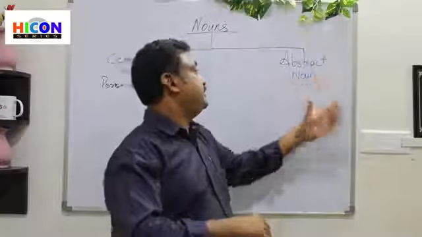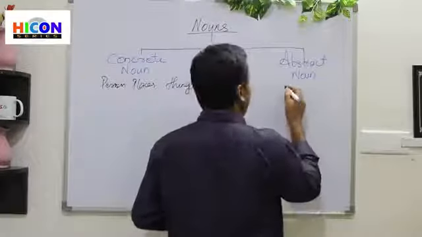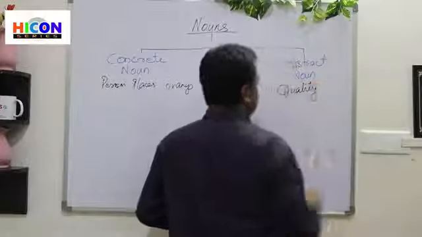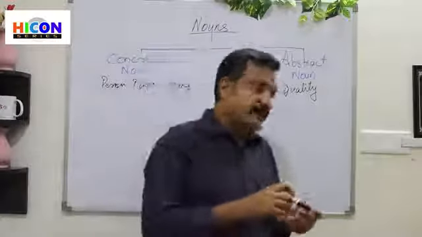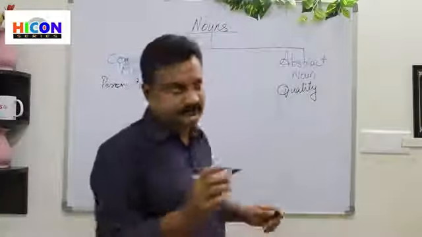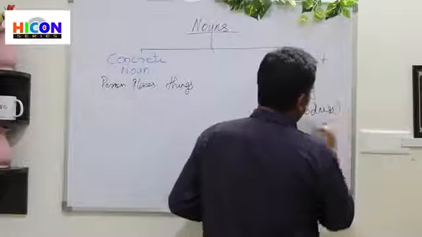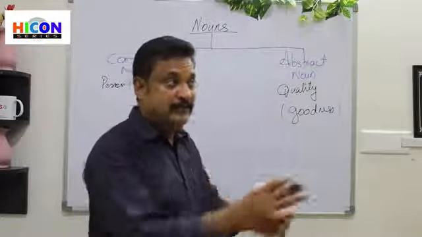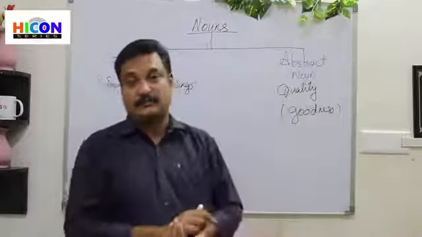But some things are there, we cannot touch them. For example, quality. For example, we say, he is a good boy. So goodness is a quality. Can you touch that goodness? Can you see the goodness? If the boy is not there, okay, the boy has gone, but his goodness is still there.